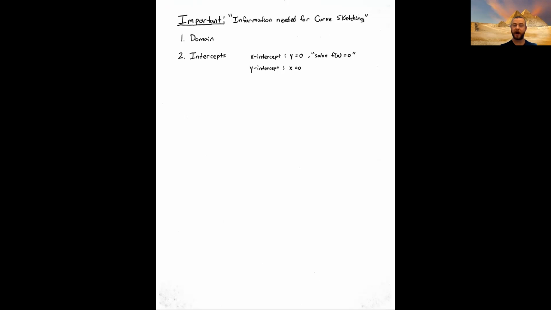All right, and one thing to keep in mind, for the things we're sketching, functions, they have to pass the vertical line test. What that means is you can have multiple x-intercepts. You can't have multiple or more than one y-intercept. Otherwise, if you did, your graph would fail the vertical line test and not be a function.